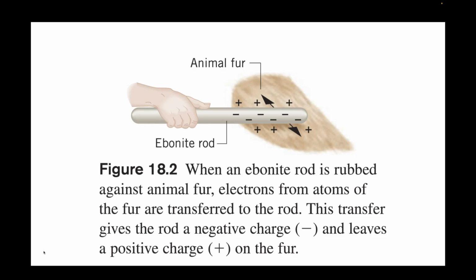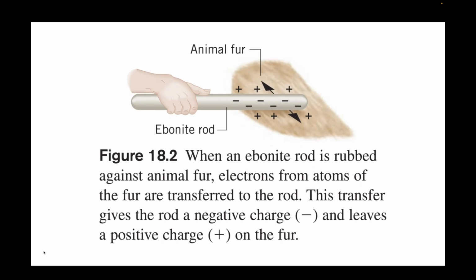So in this picture right here on the screen, you see that we have a rod that is made of ebonite. What happens is that electrons from the fur get transferred onto the rod. And notice how we have 1, 2, 3, 4, 5, 6 pluses. Doesn't mean that our fur has 6 protons. No, what they're trying to show us is that 6 electrons are now missing. That's why the charge is positive.